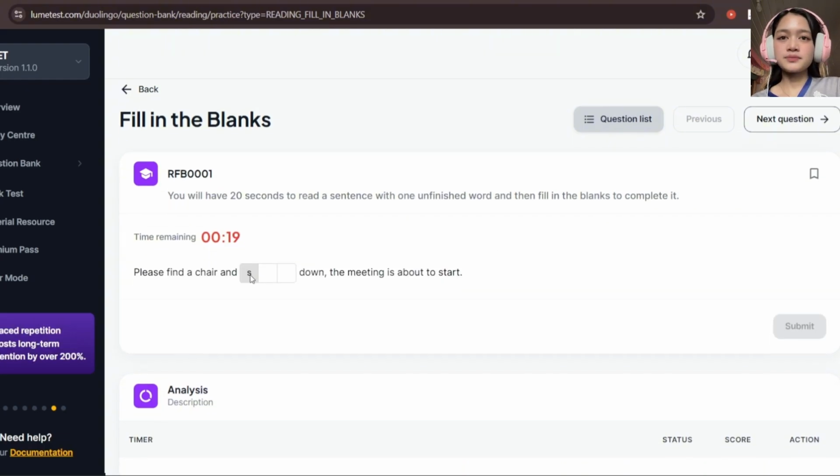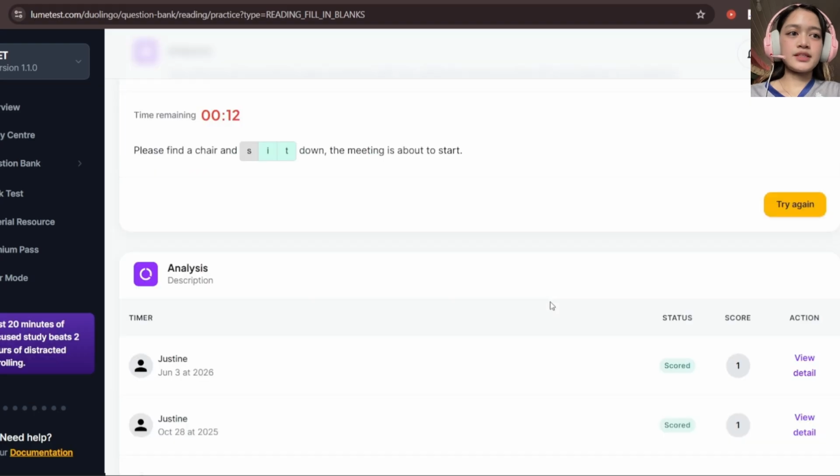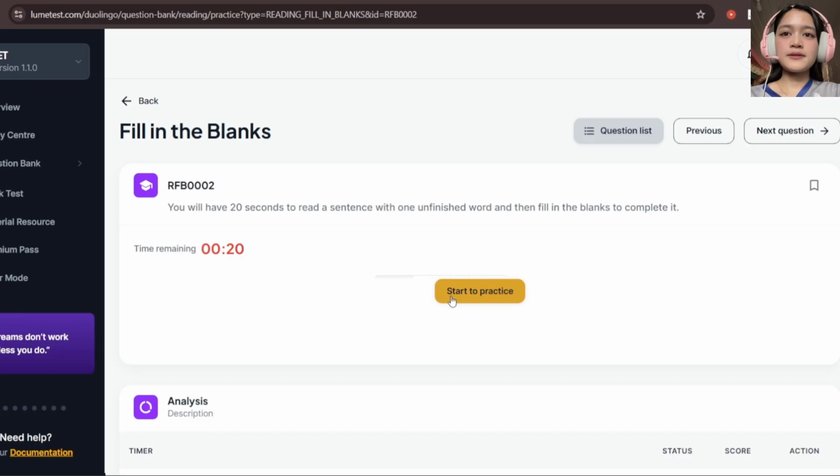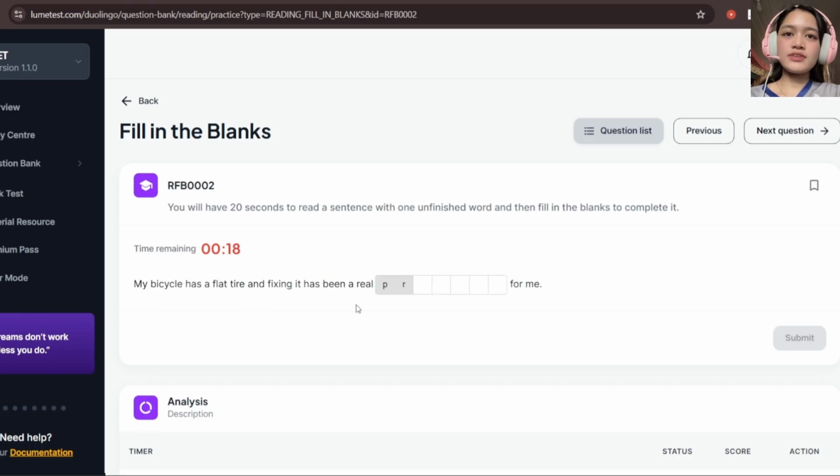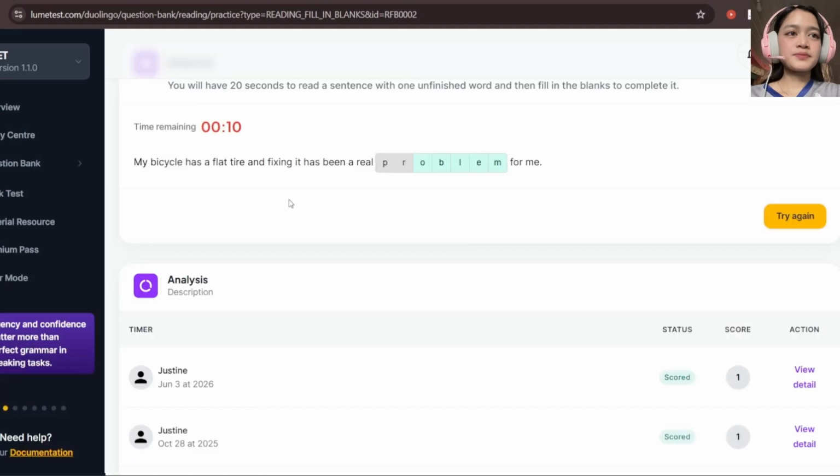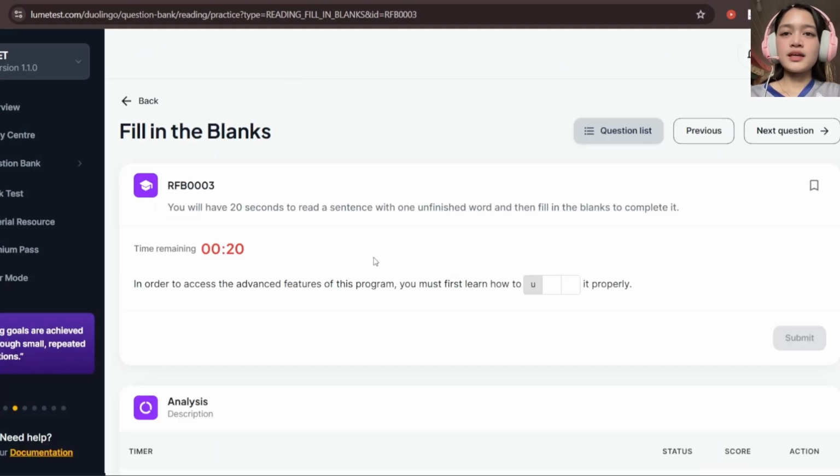So let's start. Please find a chair and sit down. The meeting is about to start. Okay, that's correct. Sit down. Next question is my bicycle has a flat tire and fixing it has been a real problem. Problem for me. Okay, that's correct. Next one. In order to access the advanced features of this program, you must first learn how to use it properly.